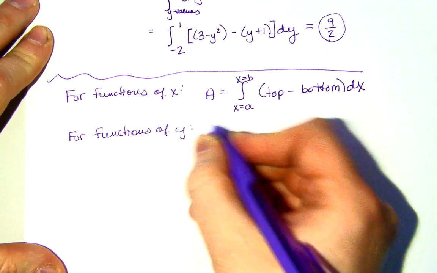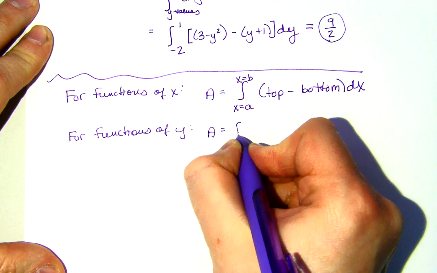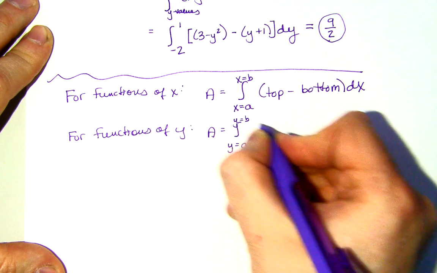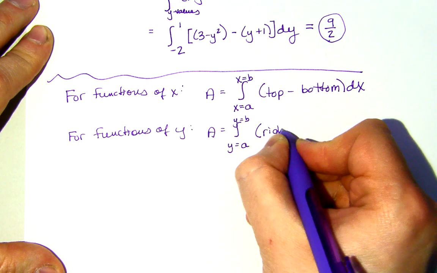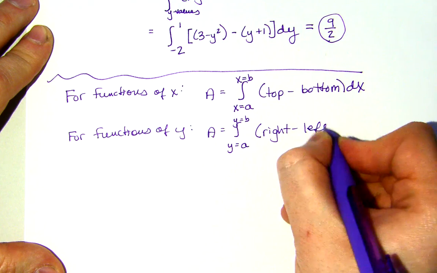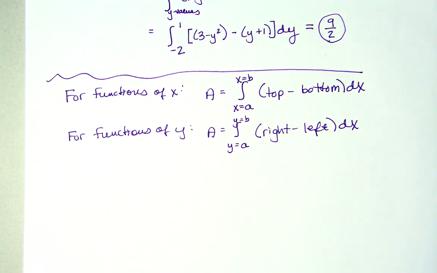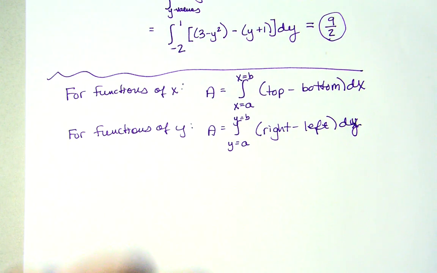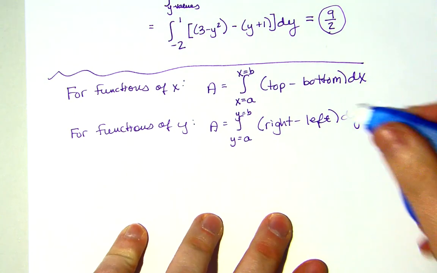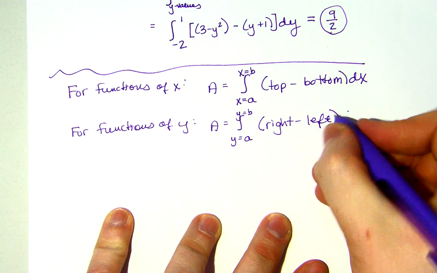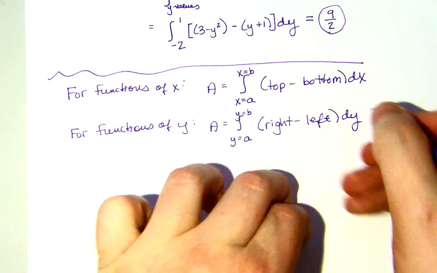For functions of y, your area is going to be the integral over your y values from your lowest y to your highest y of the right function minus the left function, dy.